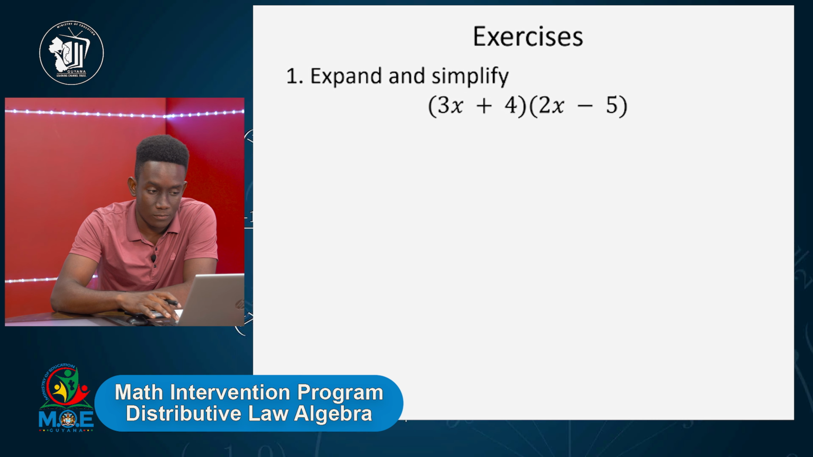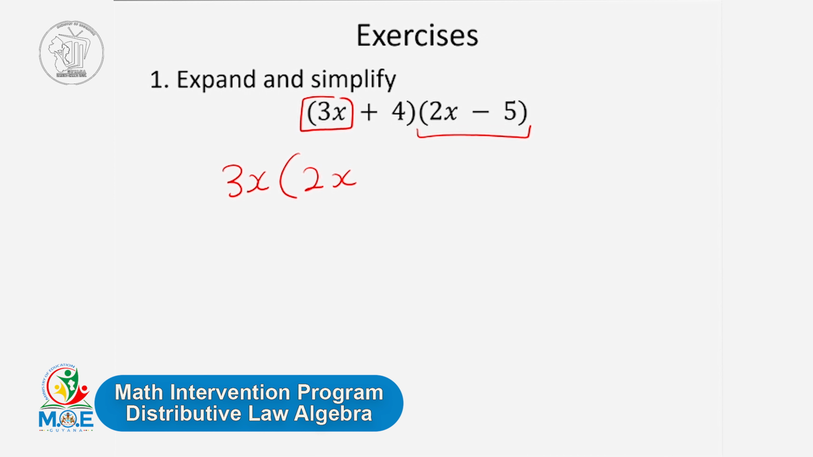So this one is similar to the one that we previously did. So let's go through this. We have 3x plus 4 in one bracket, all multiplied by 2x minus 5. So we take the first term here and we multiply it by everything in this bracket. So this will be 3x multiplied by 2x minus 5. And then we take the second term, which is plus 4, and we multiply by everything. So plus 4 multiplied by 2x minus 5.